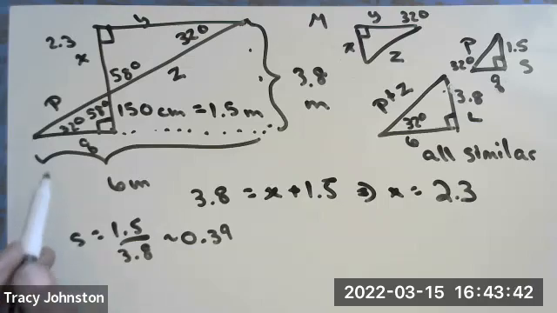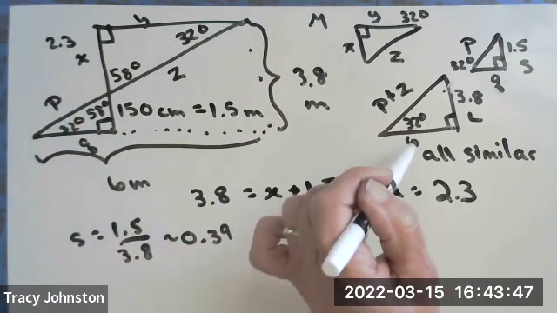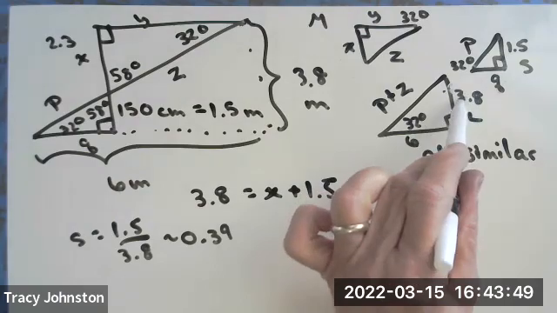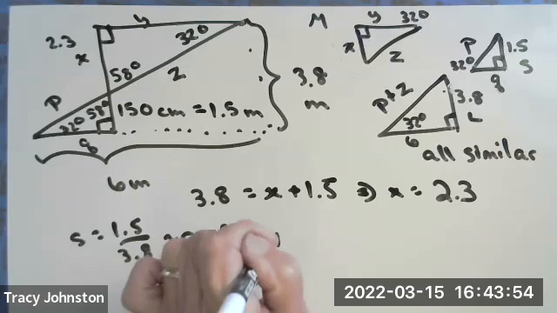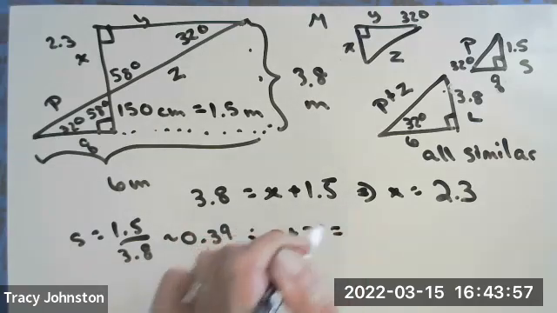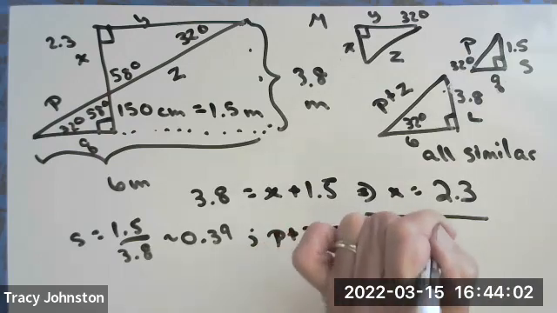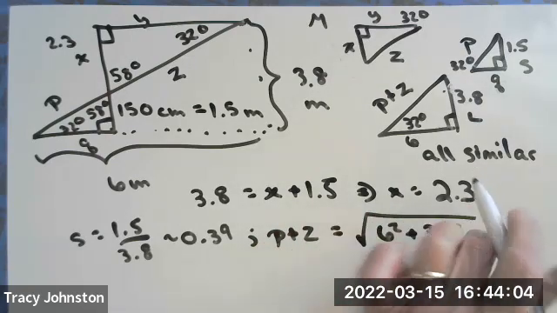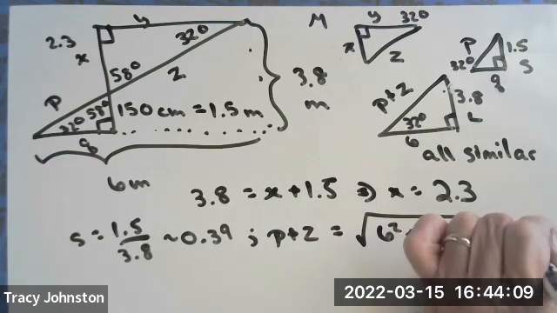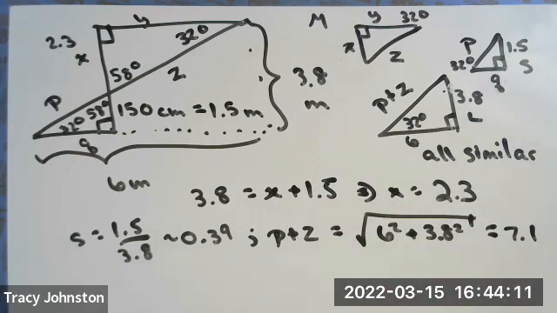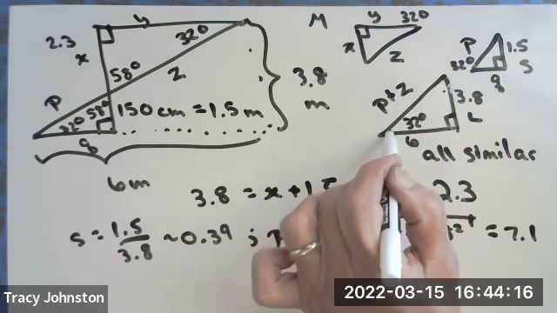Now, if I think about what the hypotenuse is of the big triangle, I know that one side is 6 and the other one is 3.8. And I labeled that hypotenuse as P plus Z. So I can use the Pythagorean theorem to do 6 squared plus 3.8 squared. And when I take the square root of that, I get P plus Z. So that's about 7.1 meters. That's the hypotenuse of the big triangle.